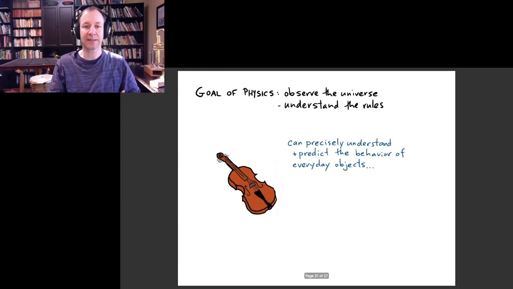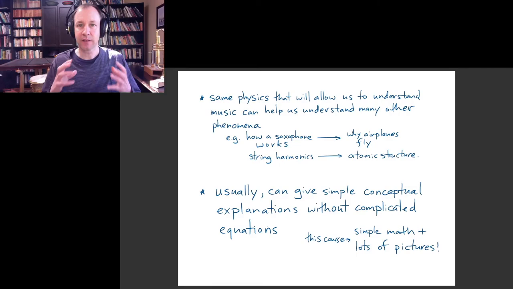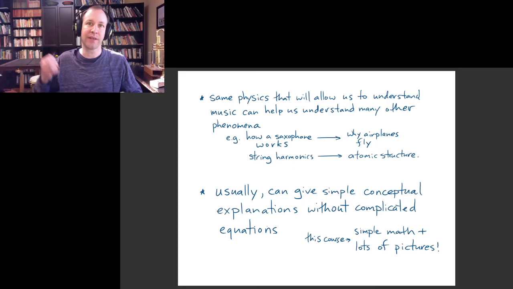So in this course, we're going to learn some of these basic rules of physics and then understand how we can use them to answer many of the questions that I posed earlier and many more questions. And one of the great things is that the simple rules of physics that we're going to learn in order to understand music really are the same rules that allow us to understand everything else that we observe.